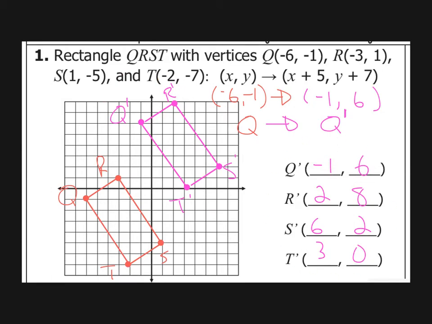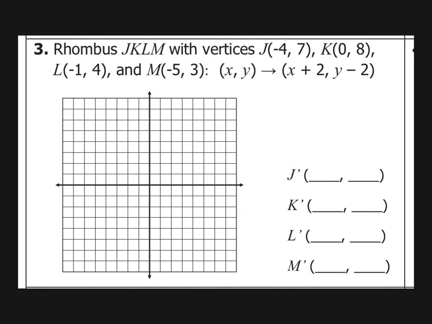Let's try again. To keep things moving smoothly, press pause and draw your rhombus JKLM with vertices at J, K, L, and M. Press pause now and work that out first.